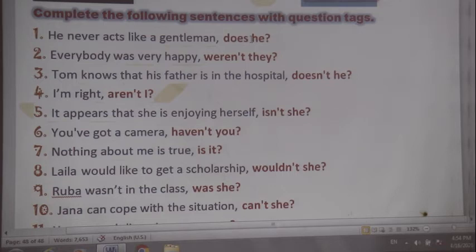Use always the contraction form. Here, "never" refers to the negative. It's considered a negative sentence because we have "never". So, he never acts like a gentleman.